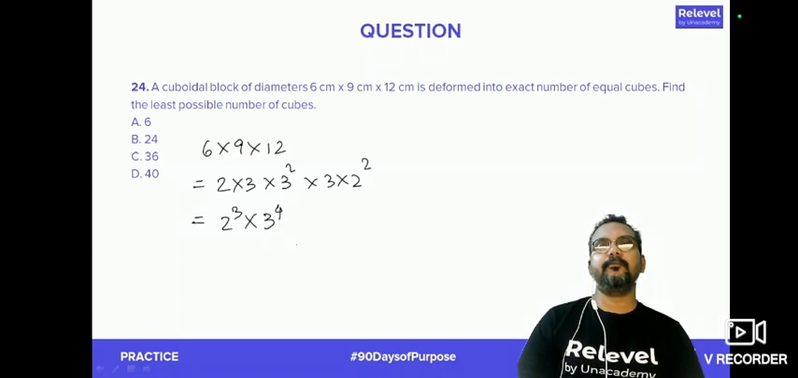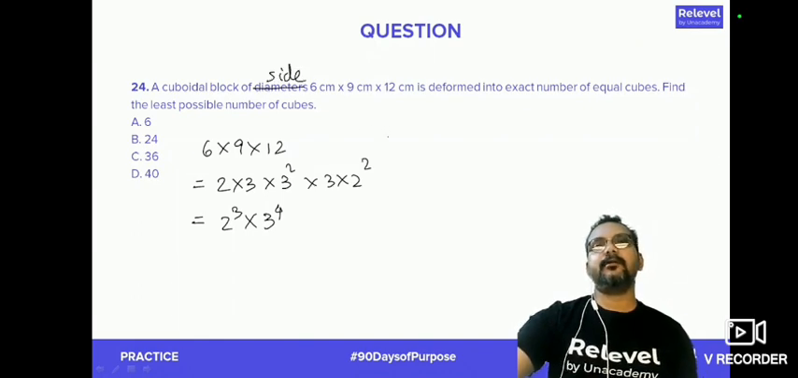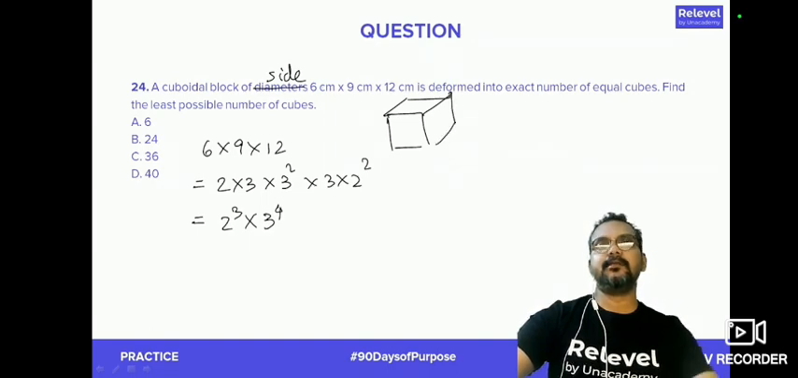That's the volume. Okay. So it should not be diameter, but it should be sides, because it's a cuboid. So that means basically the 3 sides. This should be dimensions, not diameters. You get an equal number of cubes. So if I take the least possible number of cubes that you can get.